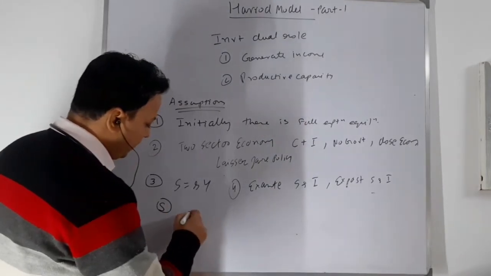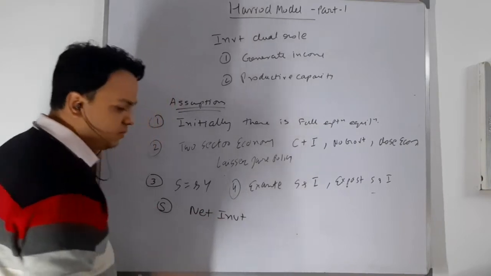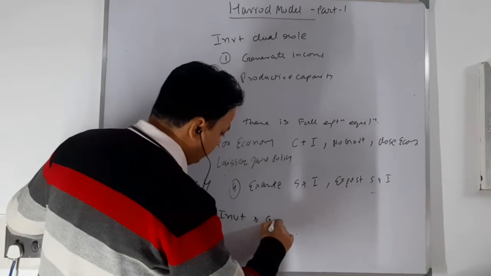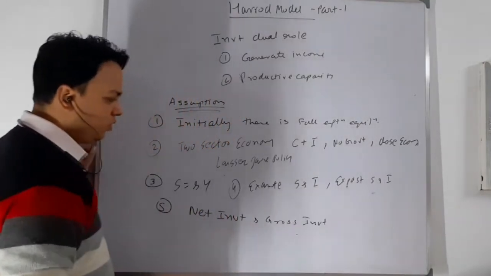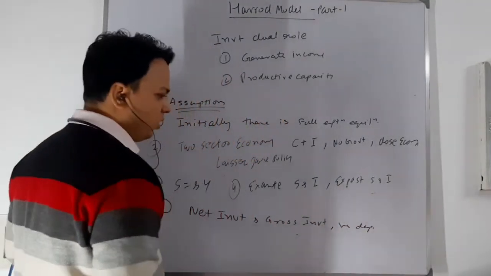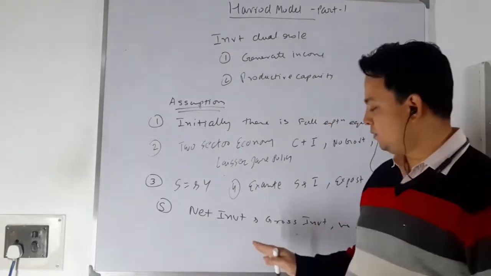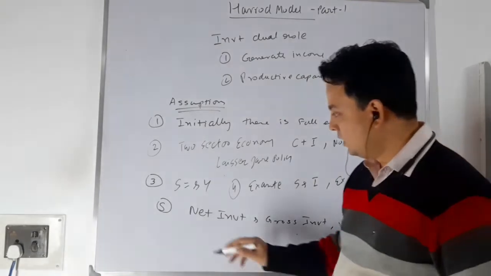Now one more simplified assumption is taken. We are taking no depreciation, that means net investment and gross investment are the same, because there is no depreciation. You can also say net saving and gross saving are the same thing. Net investment and gross investment are the same thing.